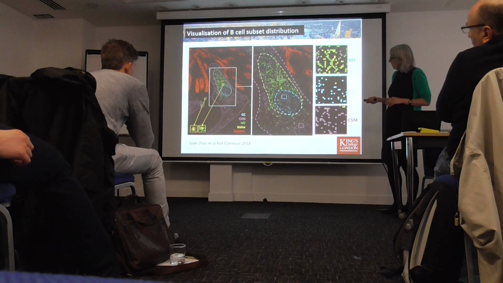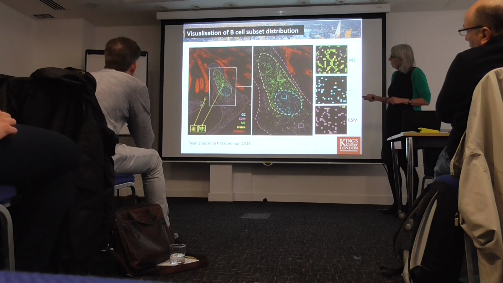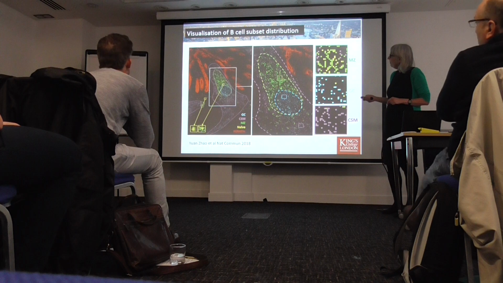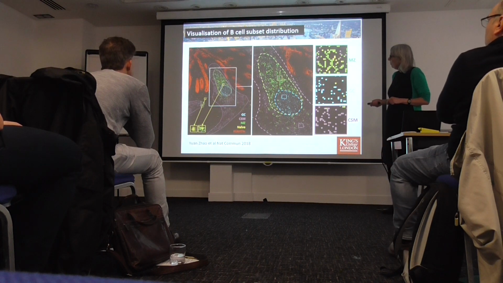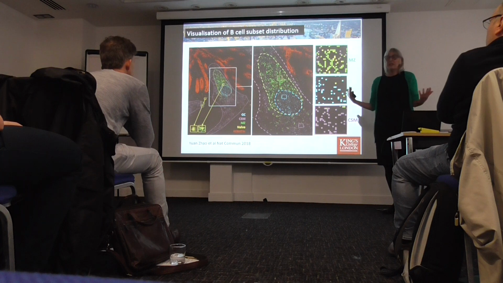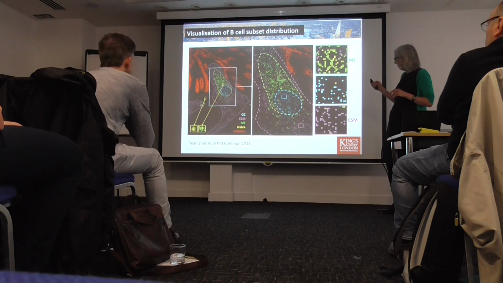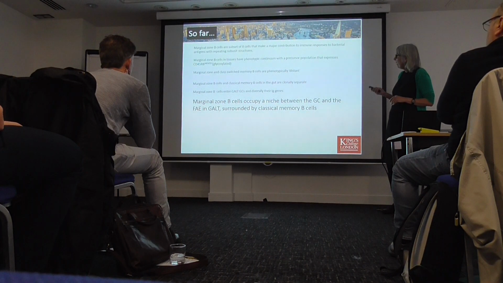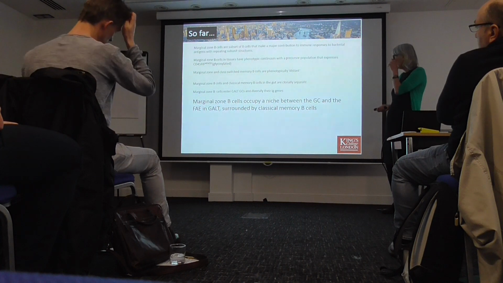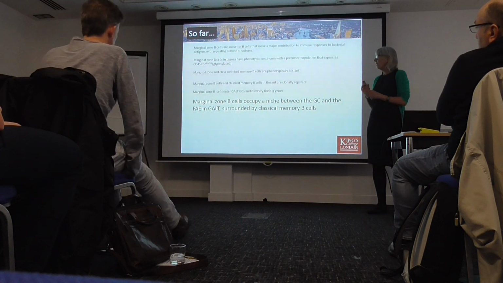So what we can find here is that the marginal zone B cells are in green. They do indeed locate very close to the germinal centre, and the memory B cells form this peripheral zone around the outside of the B cell area. Again, I suppose it's logical, with the incoming antigens coming from the outside, that memory B cells should be located on the periphery. Okay, so marginal zone B cells then occupy this niche between the germinal centre and the follicle-associated epithelium in the gut, and they're surrounded by classical memory cells.